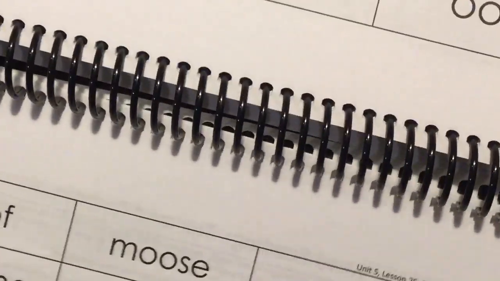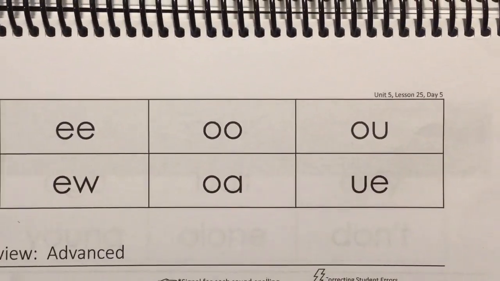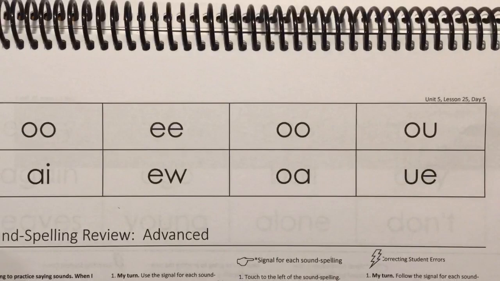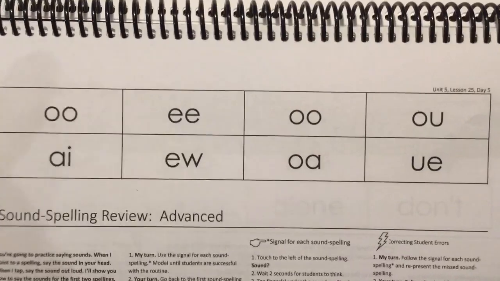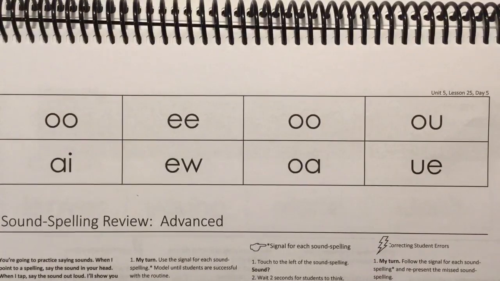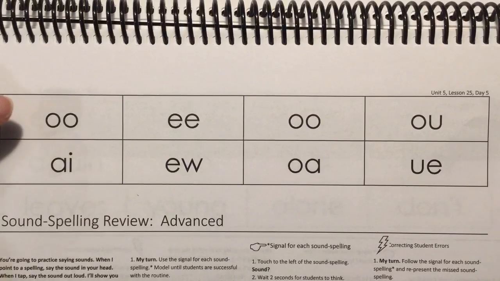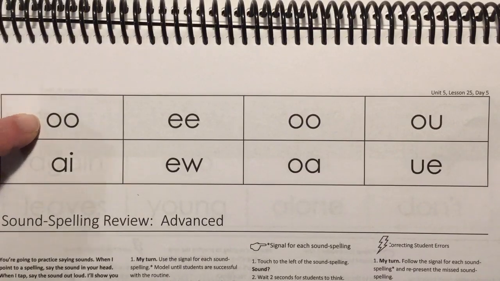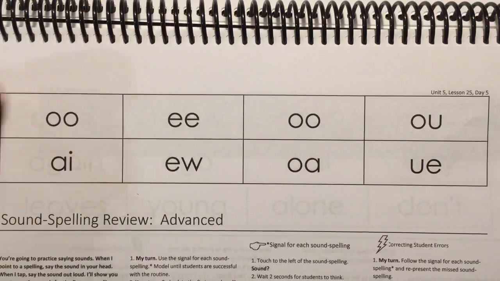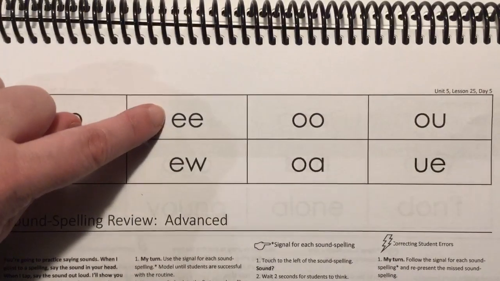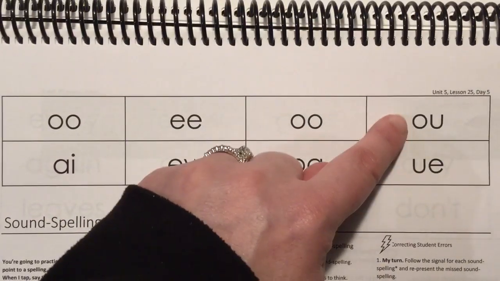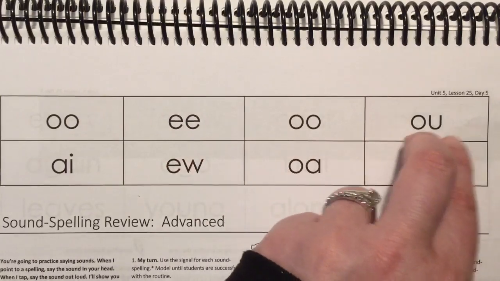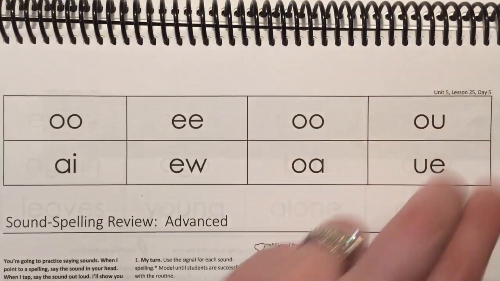Okay, let's practice those sounds. I'm going to do some examples for you. Some of them are going to have more than one sound. All right, so my turn, sound, first sound, second sound, ooh. My turn, sound, E. My turn. I'm going to skip to this one so you know this one. My turn. First sound, second sound, oo.